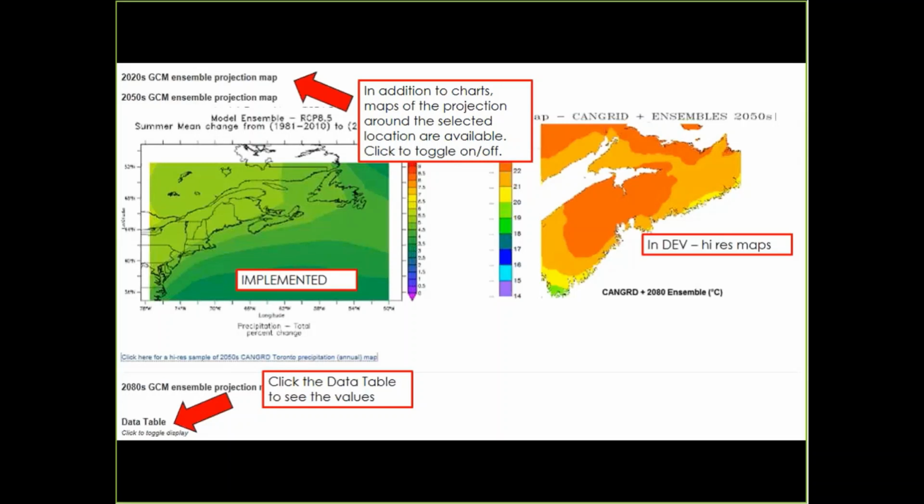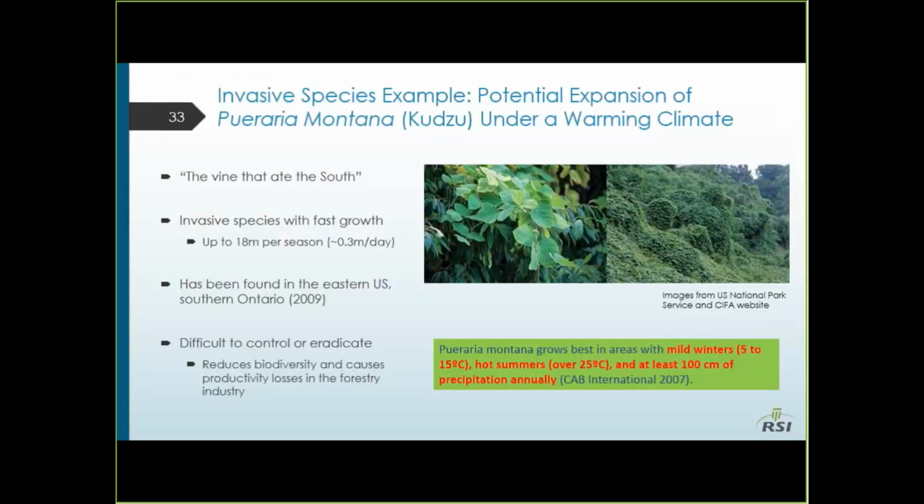I'm going to show you, coming up in a few moments, an example of some development work that we're doing right now on mapping to show you the change in range of some invasive species going forward under climate change. Next, please. And here it is. The first example is the kudzu vine, which is taking over the south and progressively moving north.